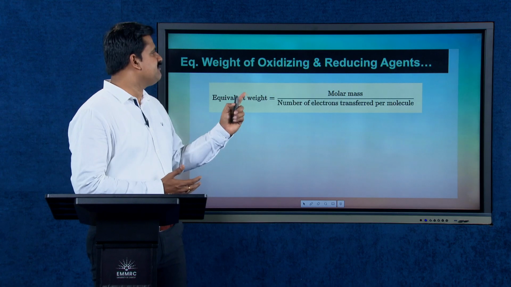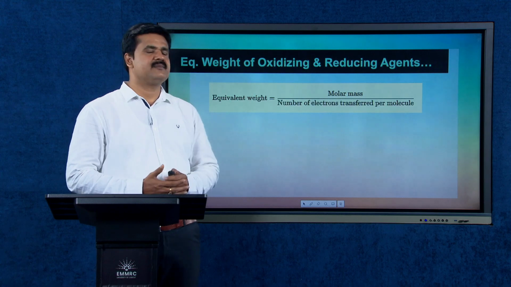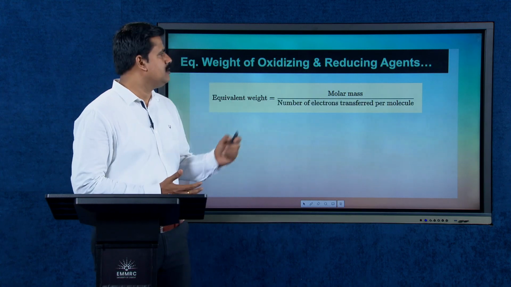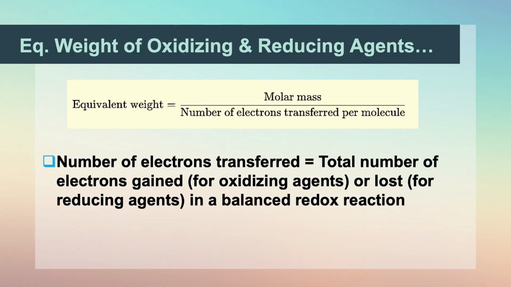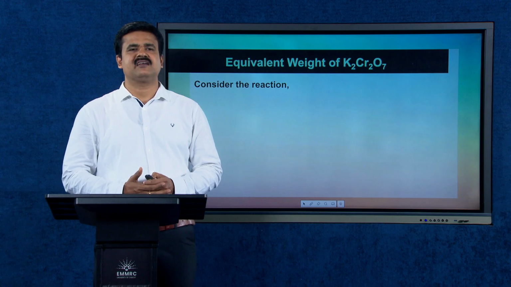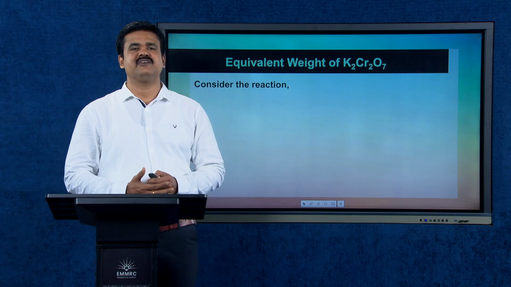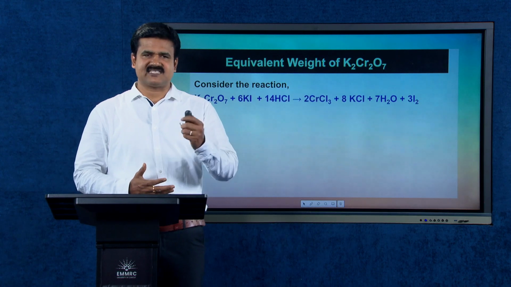Equivalent weight is given by the expression molar mass divided by the number of electrons transferred per molecule. The number of electrons transferred is equal to the total number of electrons gained in the case of an oxidizing agent and lost in the case of a reducing agent in a balanced redox equation. First of all, we are taking the calculation of the equivalent weight of potassium dichromate. Now let us consider the reaction.